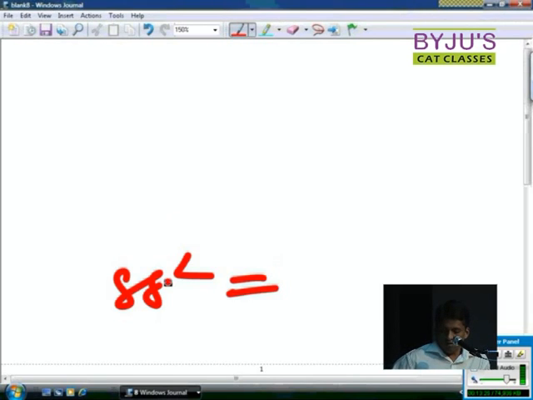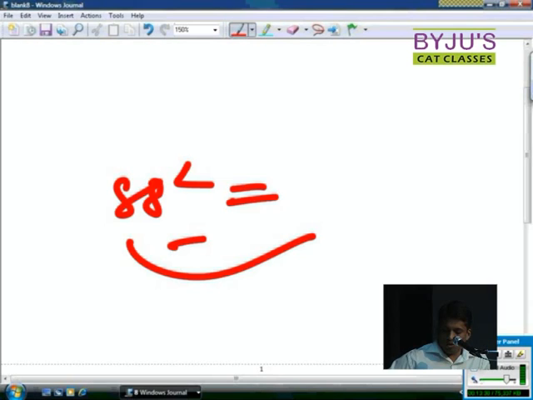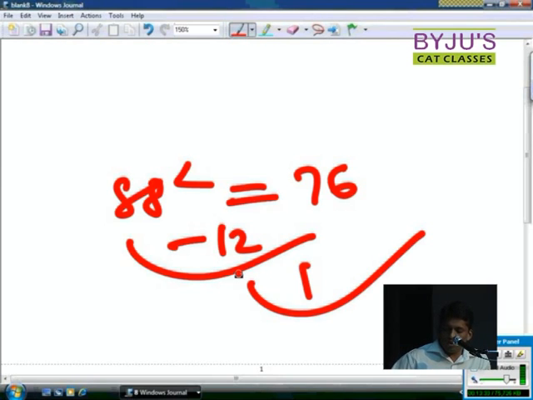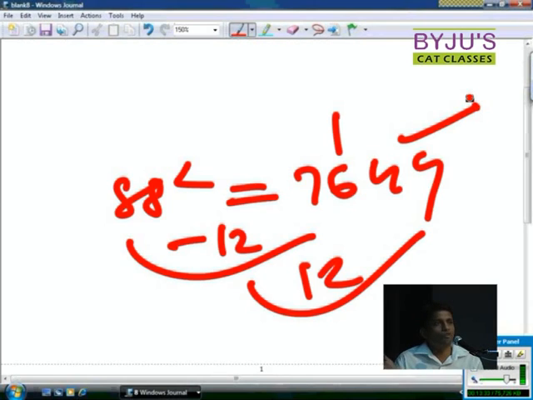88 square is even easier. What is the difference from 100? Minus 12. So 76 here. Then 12 square, 144 here. That's the only number, 7744. You will know this as soon as you read it, once you start using this square method.